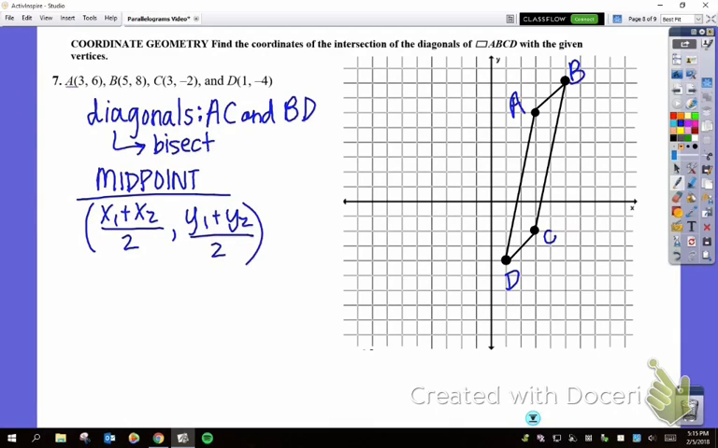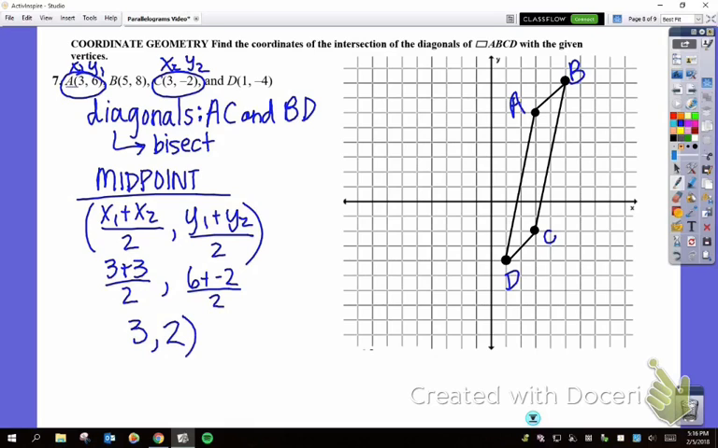So you really only need to pick one of your diagonals. For our case, I'm going to use AC, so I'm going to use point A and point C. So we have x1, y1, and we have x2, y2, and we're going to say that we have 3 plus 3 divided by 2, comma, then for our y's we've got 6 plus negative 2 divided by 2, and we get 3 plus 3 is 6, divided by 2 is 3, and 6 plus a negative 2 is a positive 4, and positive 4 divided by 2 is 2. So your midpoint would be 3, 2.